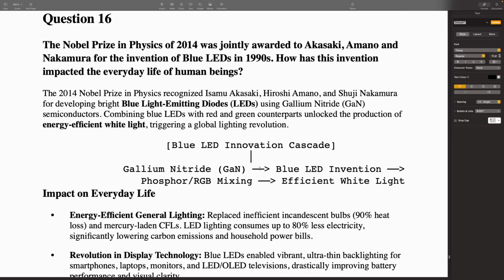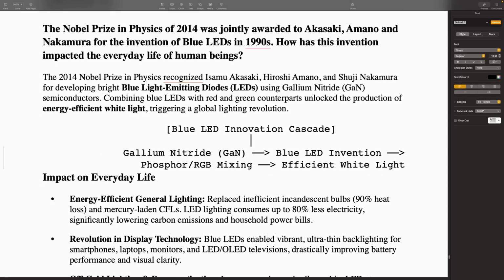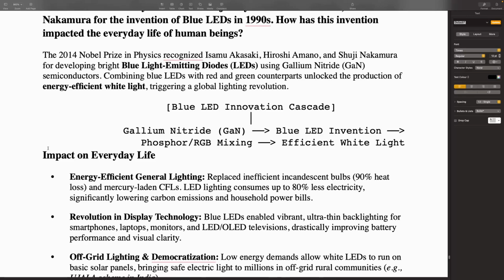Can you see this? In 2021, they asked about the Nobel Prize winners of 2014 and the invention of blue LEDs in the 1990s. A tough question of that year, very tough, you can say. If you do not have an idea of these blue LEDs, then you cannot write this answer.